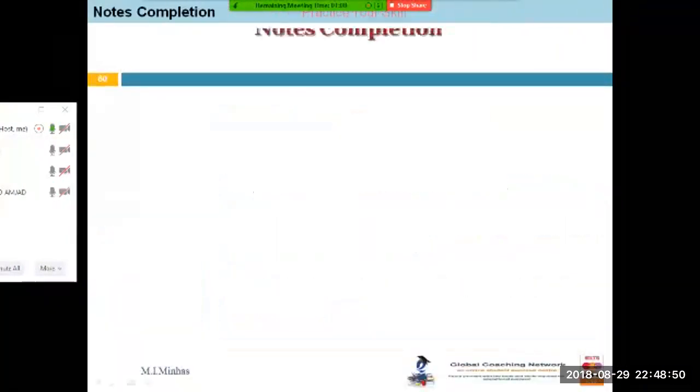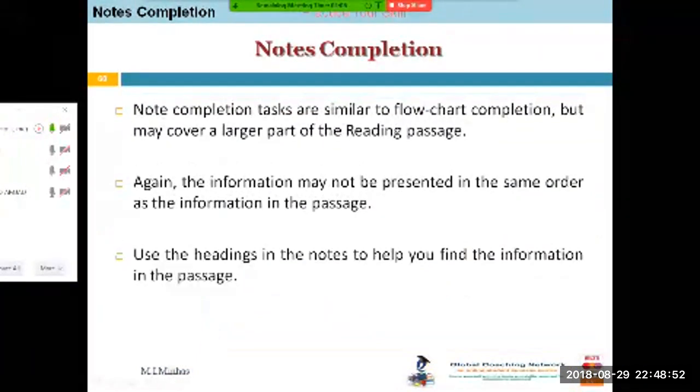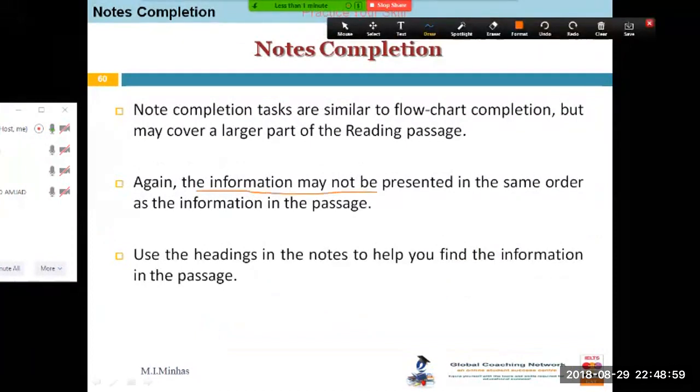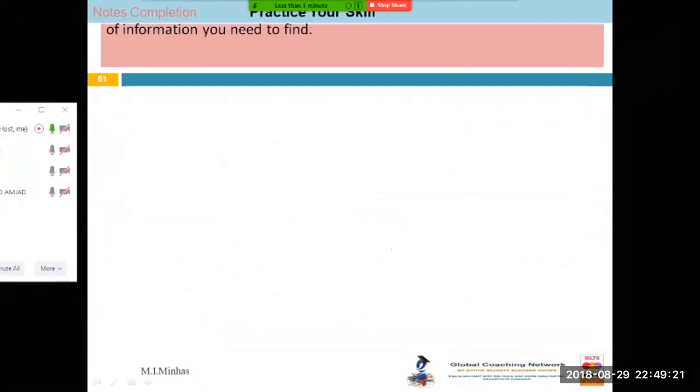Now coming back to our regular lessons, note completion questions. In note completion questions, I talked about how the information may not be presented in the same order as the information in the passage. This was the line that took me to that lecture. Now I hope you are clear what is in order and not in order. Use the headings in the notes to help you find the information in the passage. We'll talk about this in a while. I'll show you one example.